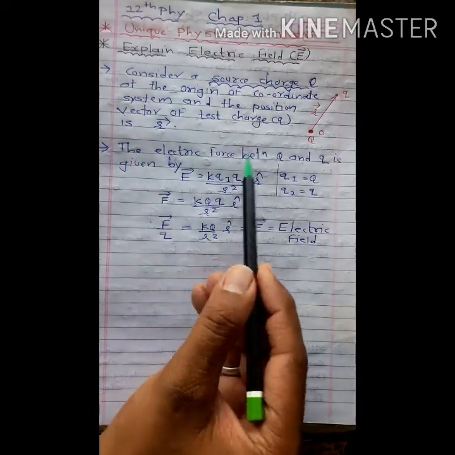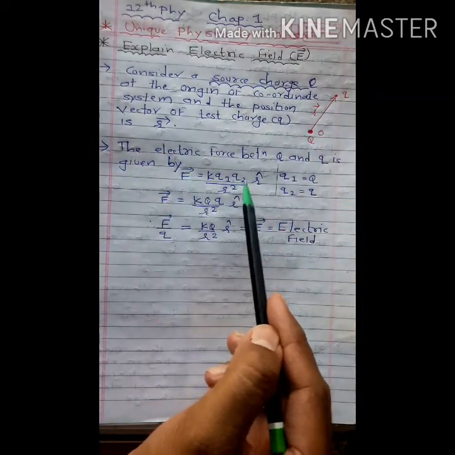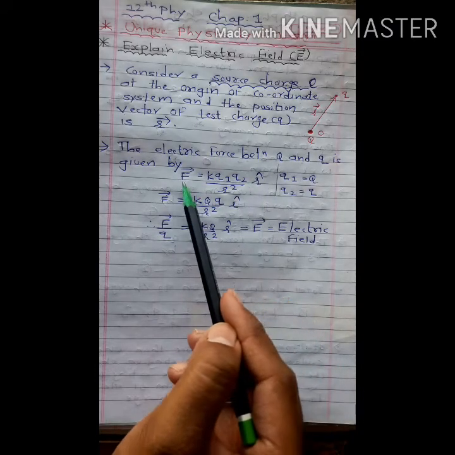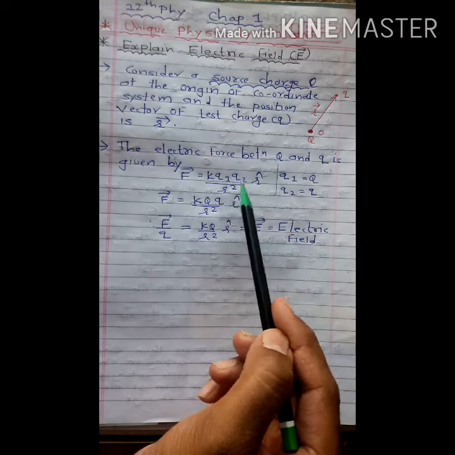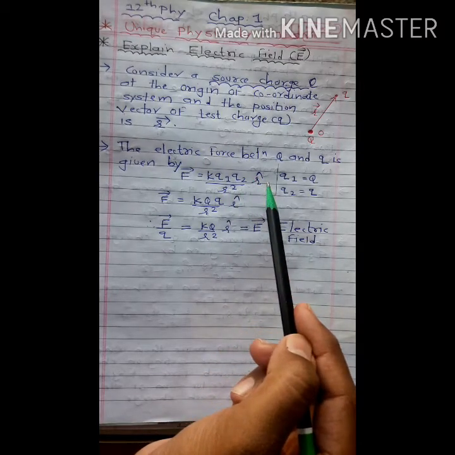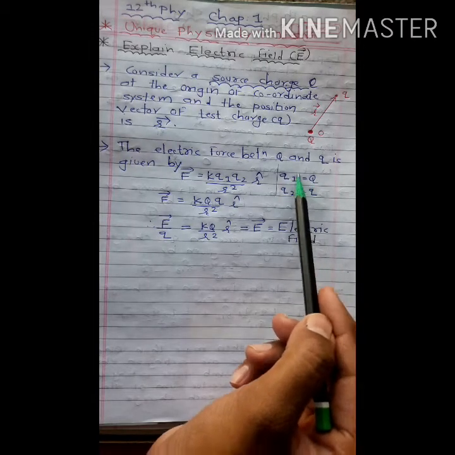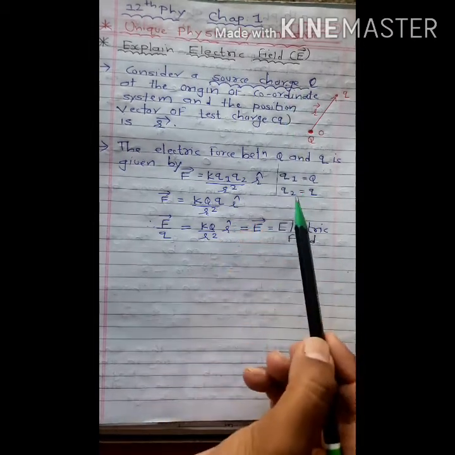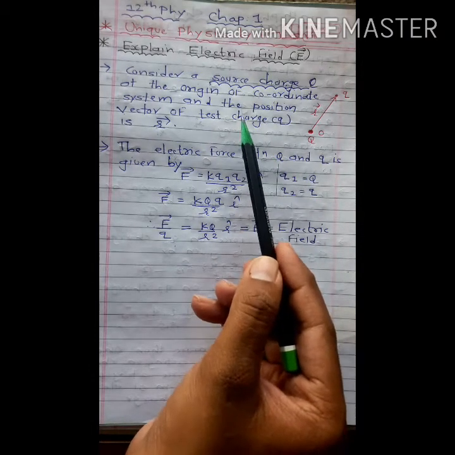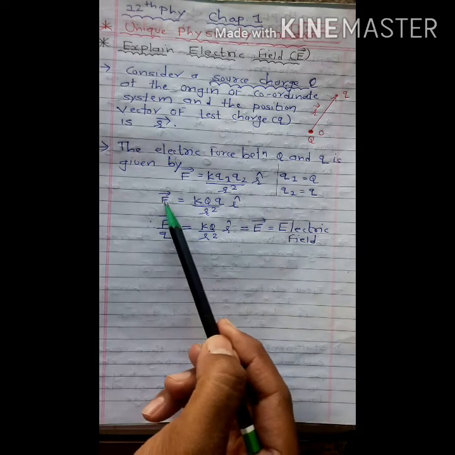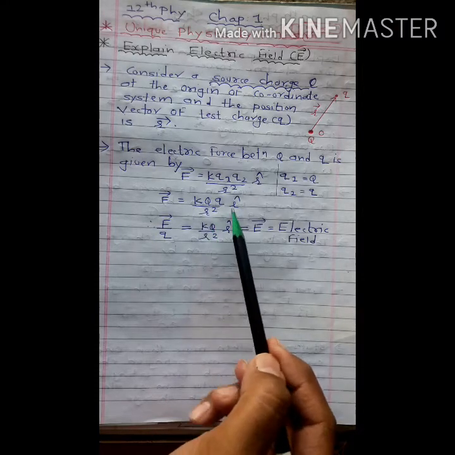Now the electric force between capital Q charge and small q charge is given by our equation of Coulomb's law. Vector F is equal to k q1 q2 upon r square into r cap. R cap represents direction. Here we consider q1 is equal to capital Q, the source charge, and q2 is equal to small q, called the test charge. So our equation becomes vector F is equal to k capital Q into small q upon r square into r cap.